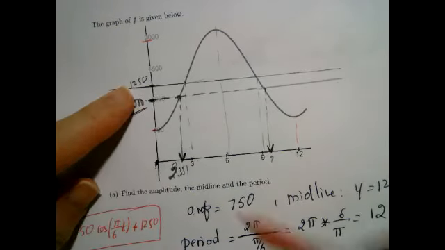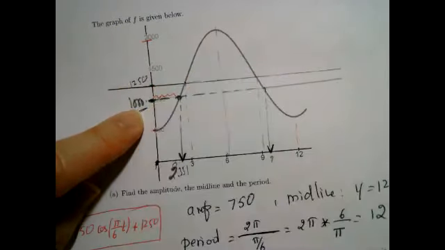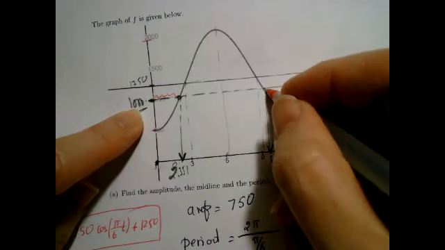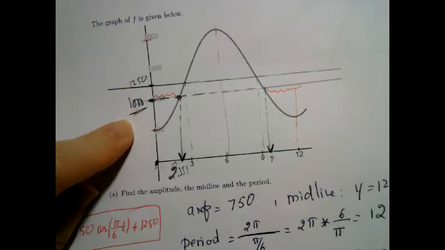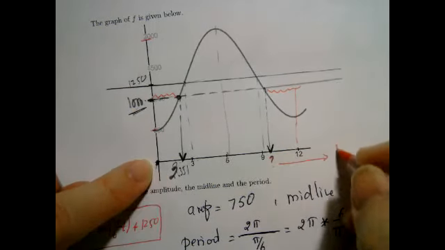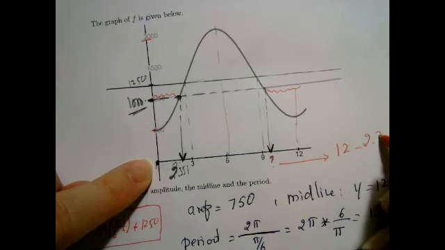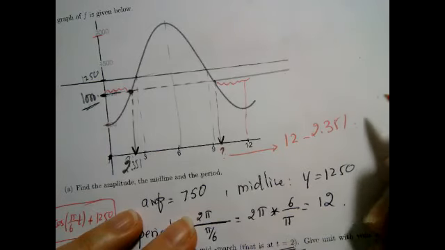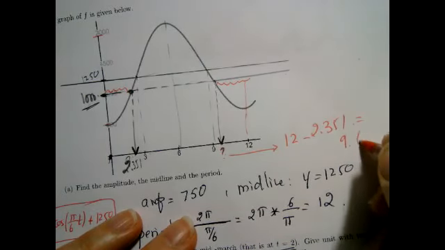Now I look at the picture. This is 2.351. The symmetry tells me that this is 2.351. So I can use the symmetry. And my other value is going to be 12 minus 2.351. And that's the other value I'm going to have, which is going to be 9.649.